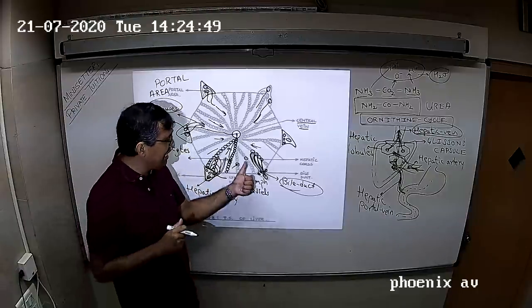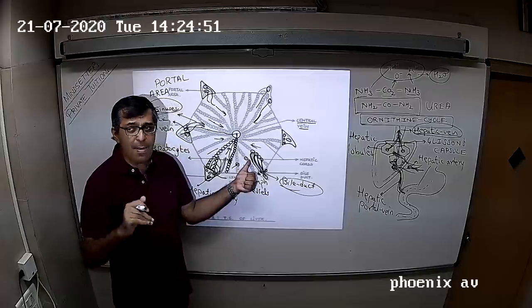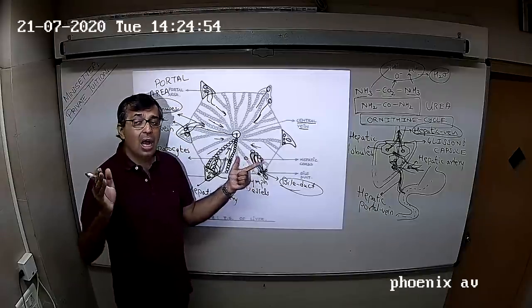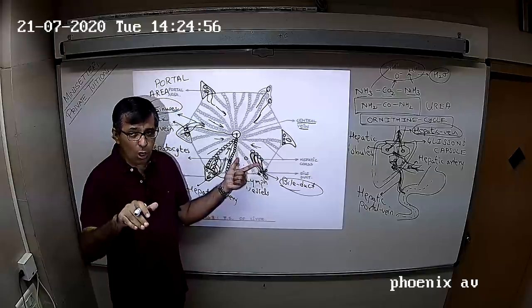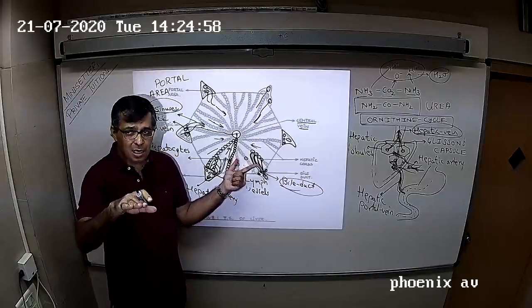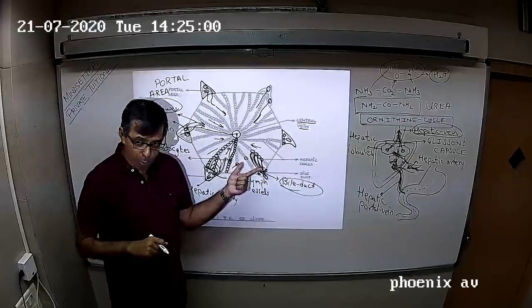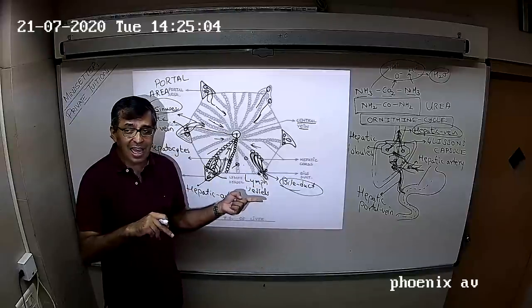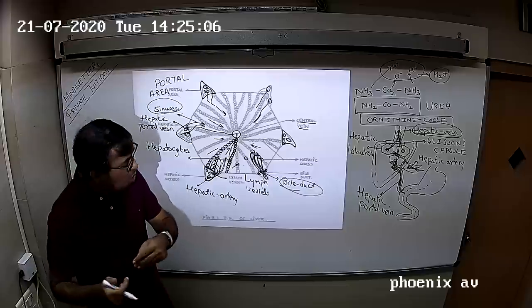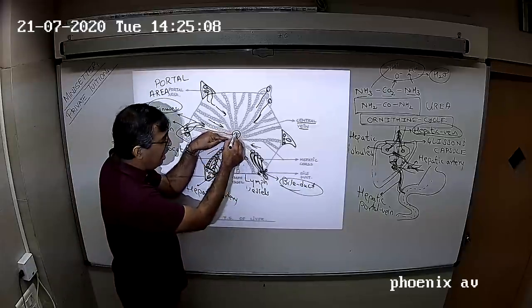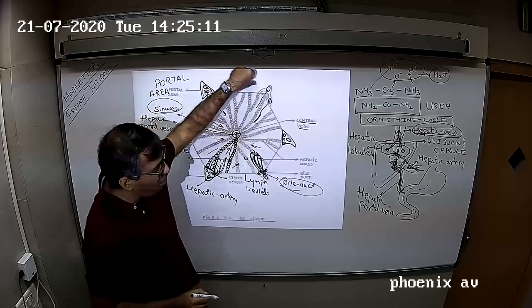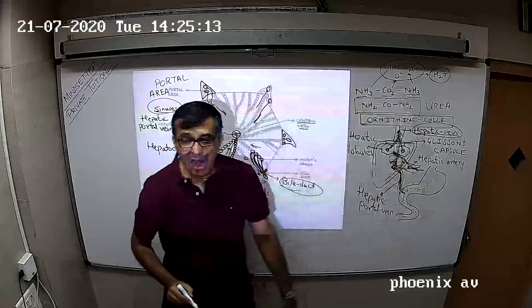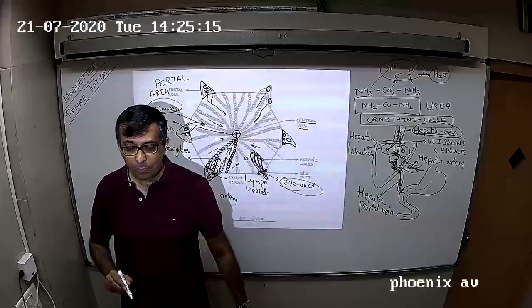So liver cells ke andar kya kya hota hai? Deamination hota hai, prothrombin, thrombin, clotting factors, fibrinogen, ye proteins bante hain, glucose ka glycogen banta hai, and all this is then released in the central vein, and via central vein it will go out as the hepatic vein.